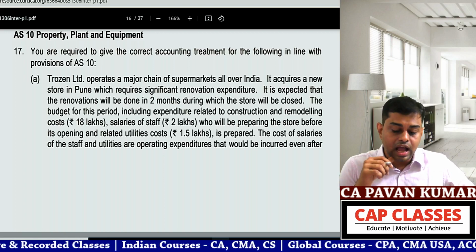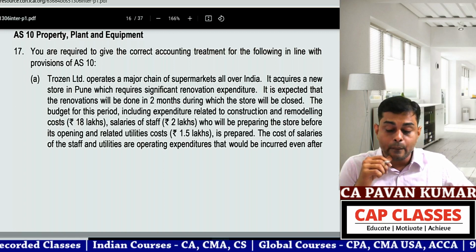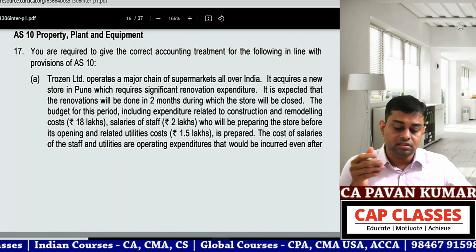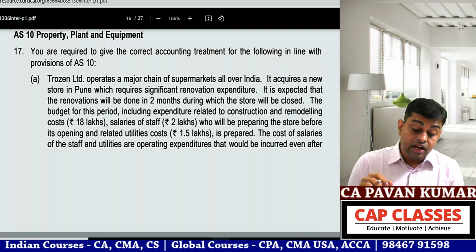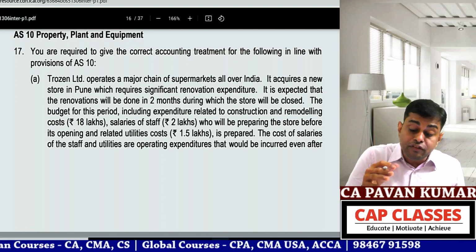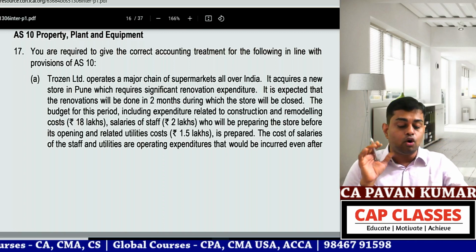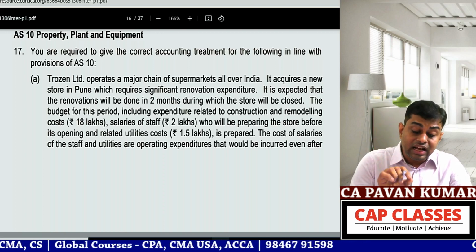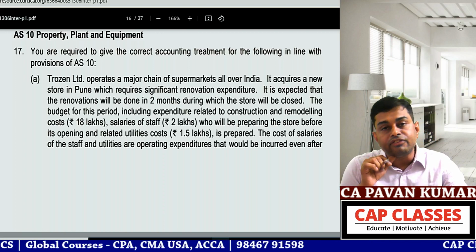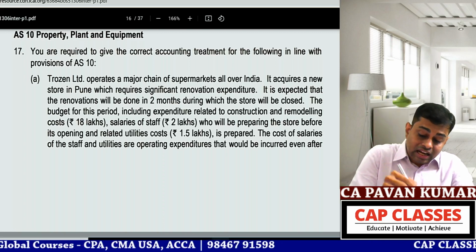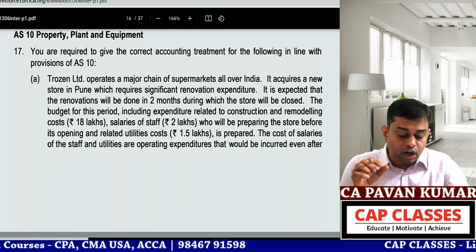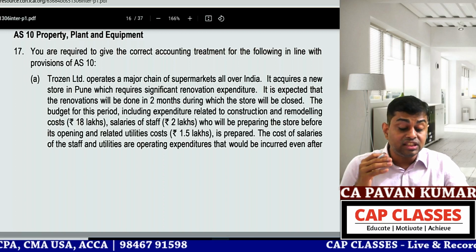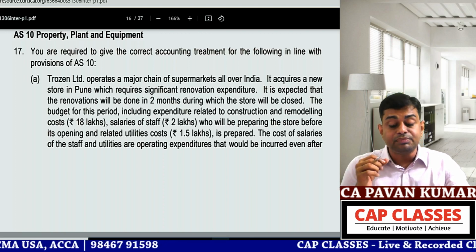Salaries of staff, 2 lakhs. Can it be capitalized? That is the question. These are salaries of staff who will be preparing the store before its opening. Then related utilities cost 1.5 lakhs is prepared. So 18 lakhs of construction cost and remodeling, 2 lakhs of salaries, 1.5 lakhs of utilities. The cost of salaries of the staff and utilities are operating expenses.